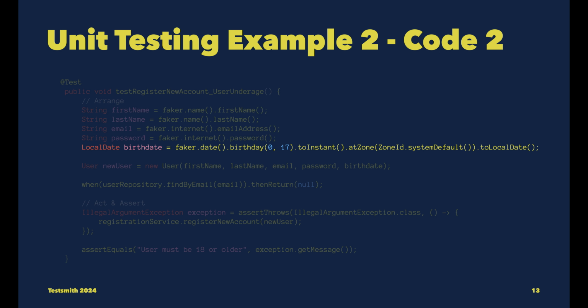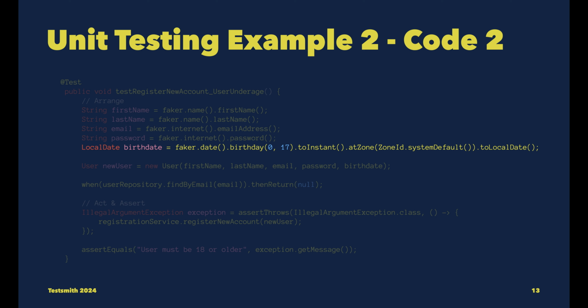This line generates a birth date for the new user, ensuring that the user's age is between 0 and 17 years old. The birthday method from the Faker library generates a date within this range, and the date is converted from a date to a local date using time zone conversion. This simulates the scenario of a user who is underage.